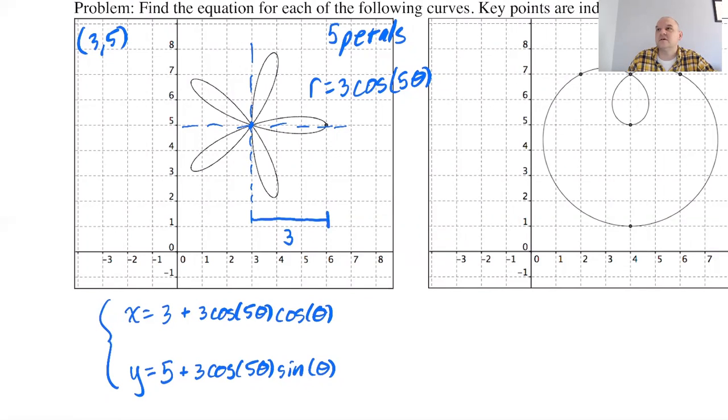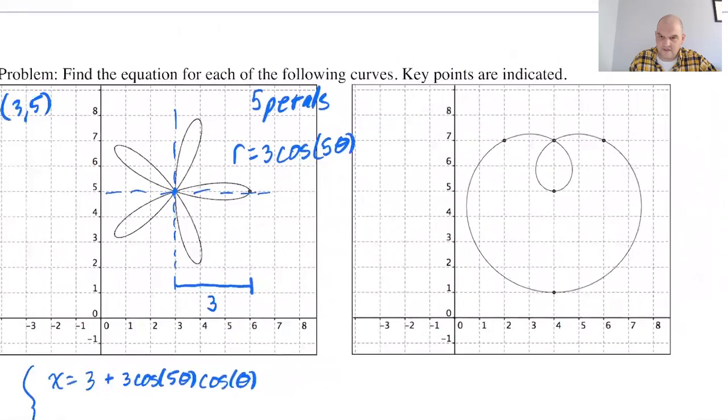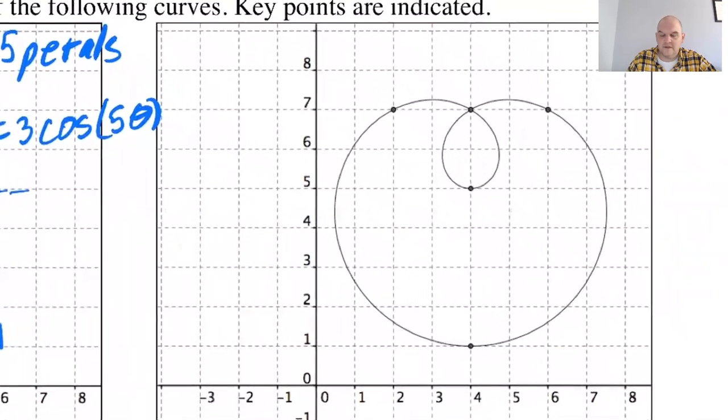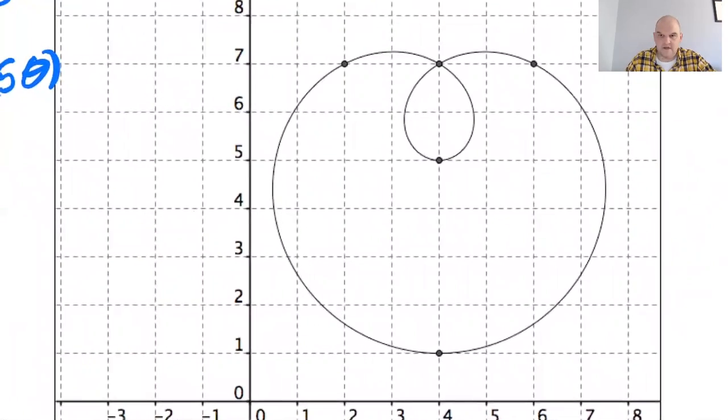So let's do another one. See what happens. All right, so this one is a limaçon. Oh my gosh. I look at that and I can see it's definitely a negative sine, right? I just know that. But I'm going to do this in a slightly different way, I think. So the origin should be here. Let me dot in something.